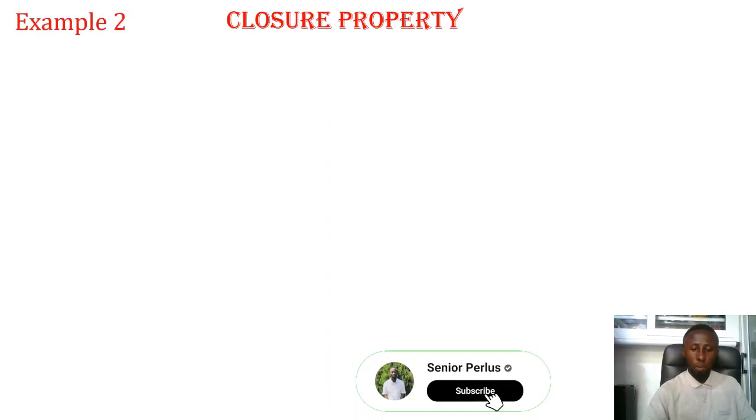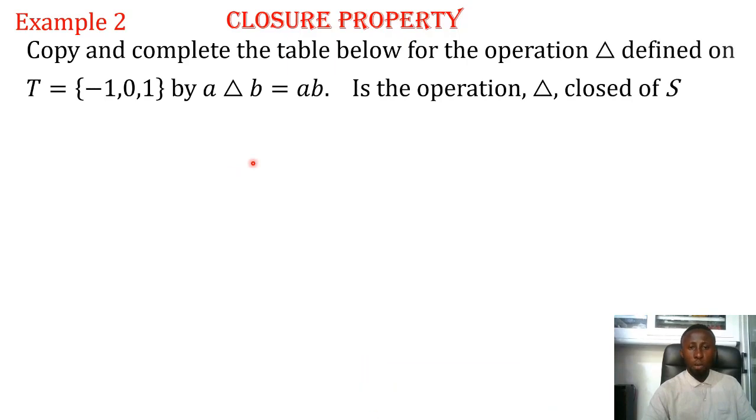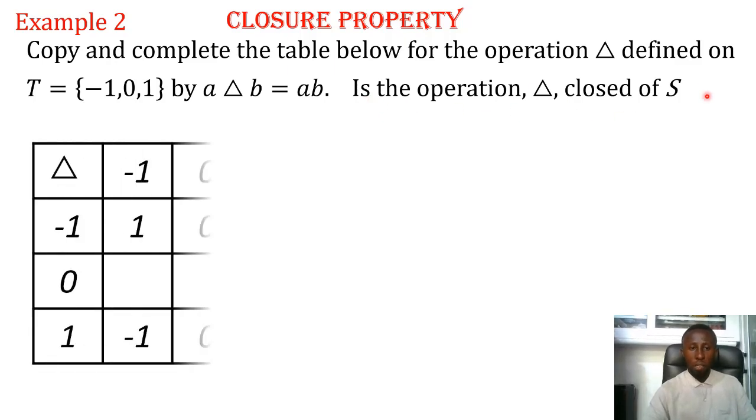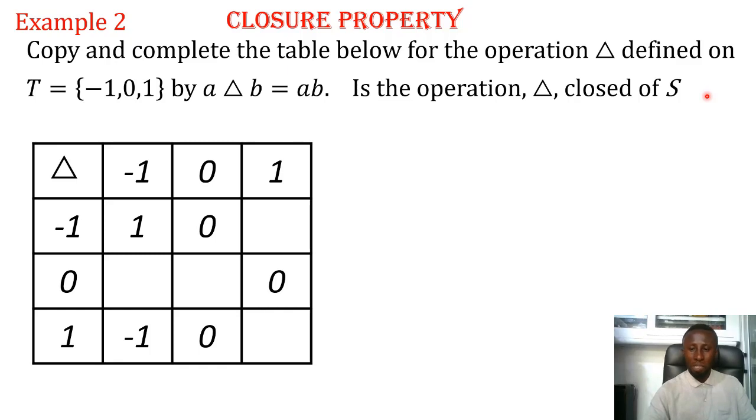Closure property, example 2. Copy and complete the table below for the operation defined on T, which is {-1, 0, 1}. By the definition, A triangle B equals AB. Is the operation triangle closed on T? So this is our table. They say we should copy and complete it, so please copy and complete it.